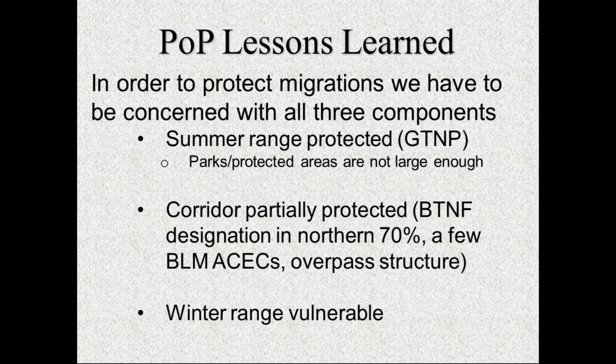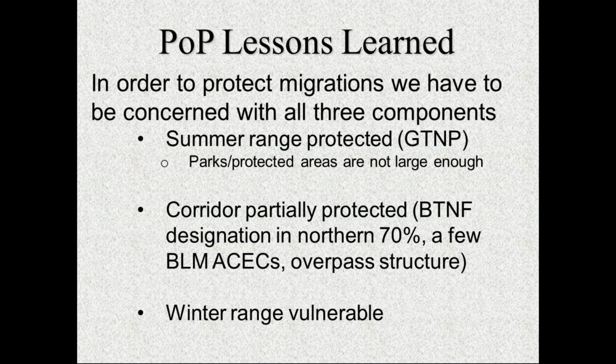So some of the lessons that we've learned in protecting the Path of the Pronghorn is, first, in order to protect migration on the landscape, we have to be concerned with all 3 components. In the case of the Path of the Pronghorn, the summer range is well protected in Grand Teton National Park and the surrounding Bridger-Teton National Forest areas. But as we know, parks and protected areas are not large enough on their own, and particularly for an ecological phenomenon like long distance migration, what's happening outside of park boundaries is going to be really important to the long-term persistence of pronghorn inside the park.